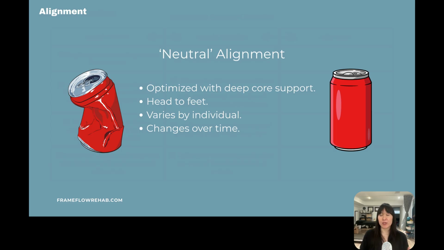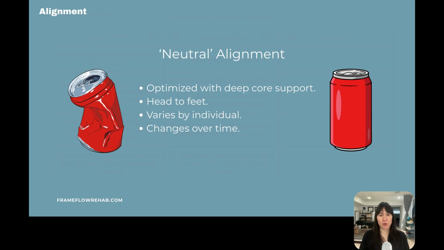We want to remember that neutral alignment is not just about the spine and pelvis, but goes from the top of the head all the way down to the feet. It can vary by individual, so what's neutral for one person is not going to be neutral for somebody else. I say this to my clients all the time: just like our noses are different and our faces are different, our spines are also different, right? So we want to make sure that we're not taking a cookie cutter approach to everybody, but doing the best for that one person as able.